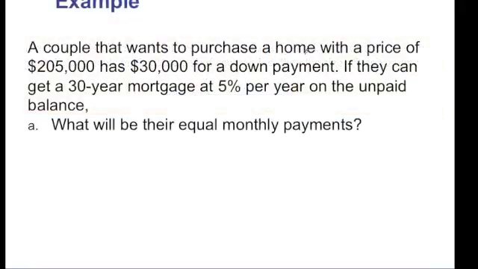So a couple wants to purchase a home with a price of $205,000. They have $30,000 for a down payment. If they can get a 30-year mortgage at 5% per year on the unpaid balance, what are their equal monthly payments? Well, the first thing we're going to have to do is figure out how much they are borrowing. They're taking the $205,000 and subtracting the $30,000 down payment, so they're borrowing $175,000. That equals my A.